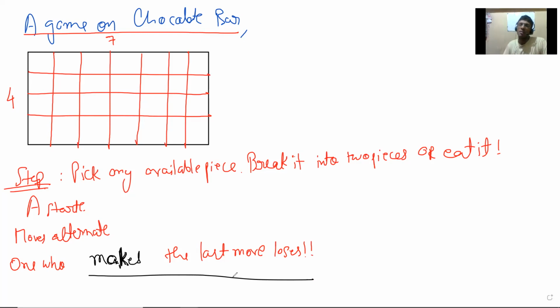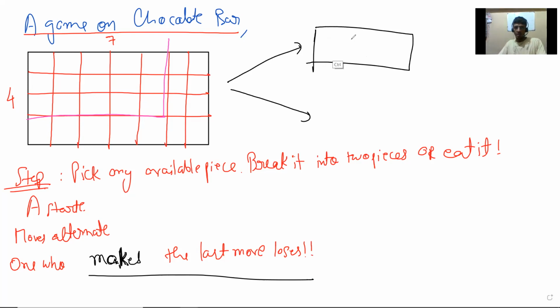This is the question. Because obviously, otherwise they could just eat the whole chocolate, make the last move, and win. So now A would not want to eat the whole chocolate. So in the beginning, he'll break it. He can break it in any way, in the sense that he just has to follow the grid lines. Like this he can do. That's the first step.